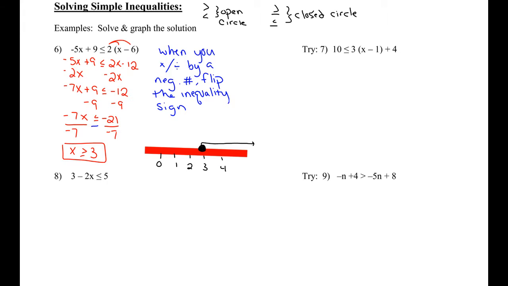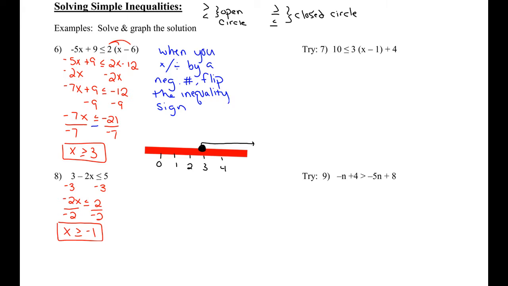Next, let's look at example 8. Again, the first thing we want to do is get x by itself, so I'm going to subtract 3 from both sides. Then I'm going to divide both sides by negative 2 to get x by itself, keeping in mind that because I'm dividing by a negative, my sign's going to flip. We find that x is greater than or equal to negative 1.